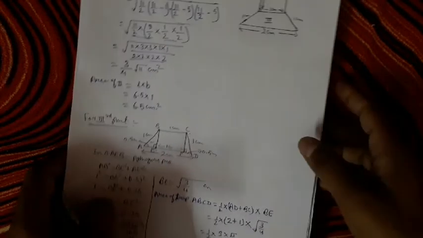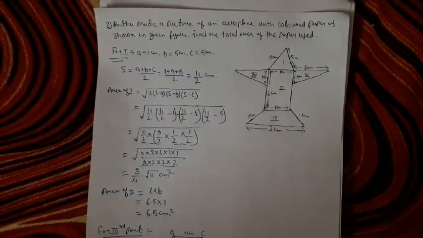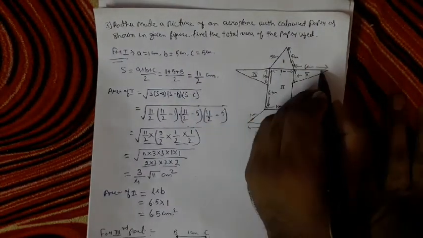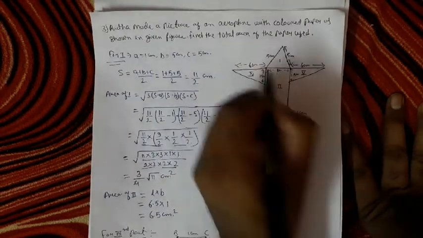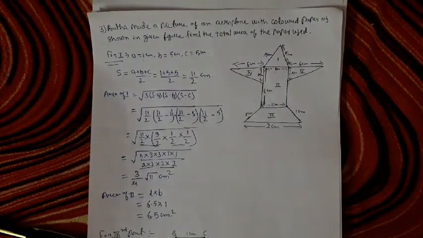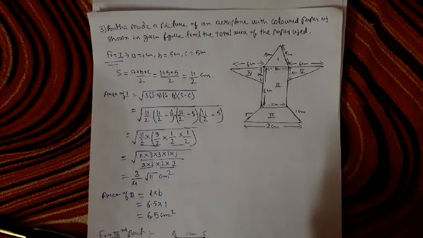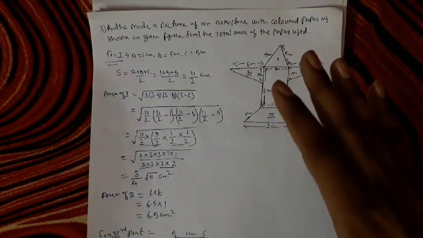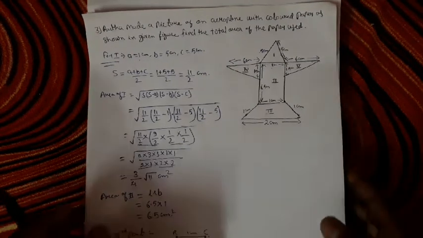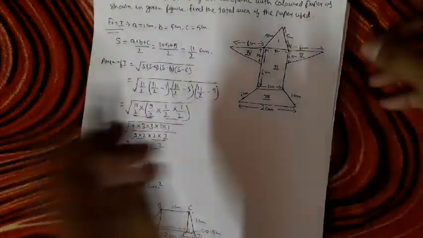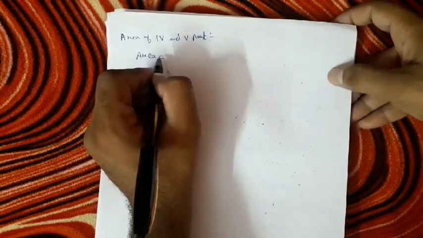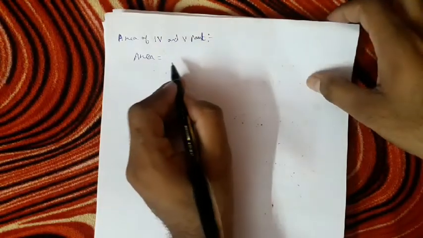Now we have the fourth and fifth parts. These parts have the same measurement. If this is 6 centimeter, this also is 6 centimeter, and its base is 1.5, also 1.5, so both have the same measurement. So we find the area of any one of them and double it, and we'll get the area of the fourth and fifth parts. I am finding both directly.